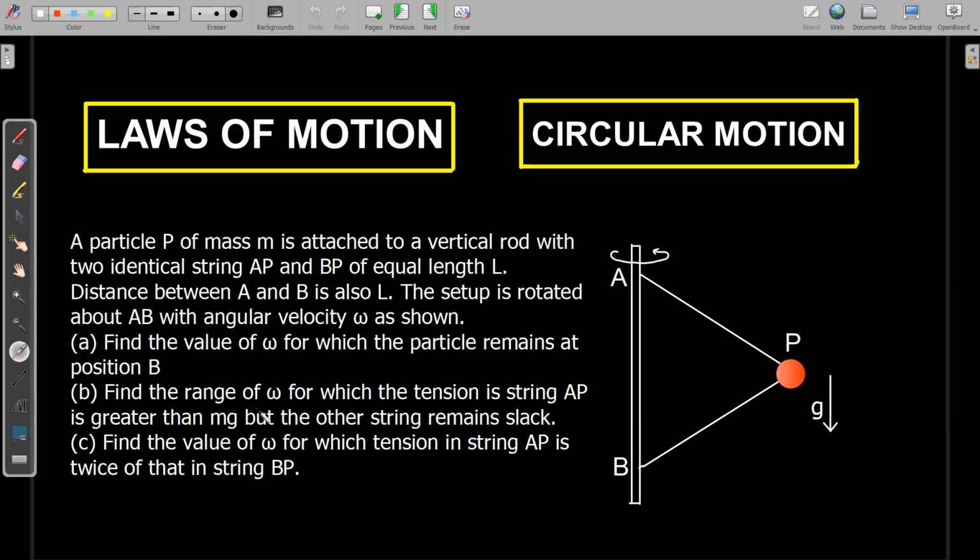Second, we need to find the range of omega for which the tension in the string AP is greater than mg, but the other string remains slack. And the third part is to find the value of omega for which the tension in the string AP is twice that in the string BP. So let us see the solutions part by part.